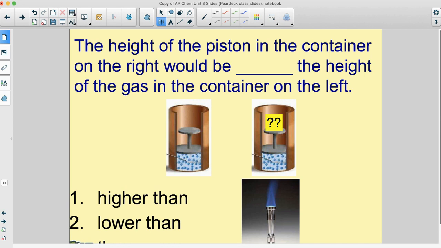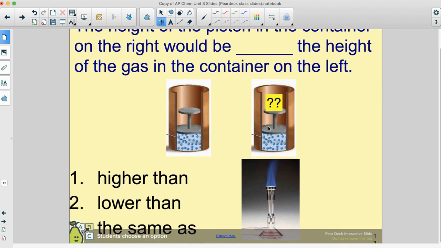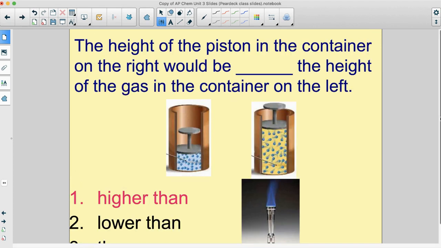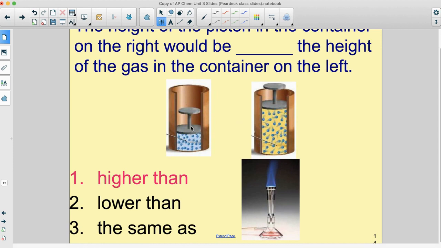Here we have 2 cylinders with pistons. This piston is movable, but the piston on the right is being heated with a Bunsen burner. And they're asking, will this piston be higher than, lower than, or the same as the piston on the left? Since this is being heated, the piston is going to rise and be higher than the piston on the left because we're heating these molecules. They're gaining kinetic energy. They start moving faster. They have more collisions with the walls, with the piston here. More pressure means it will lift this piston up.